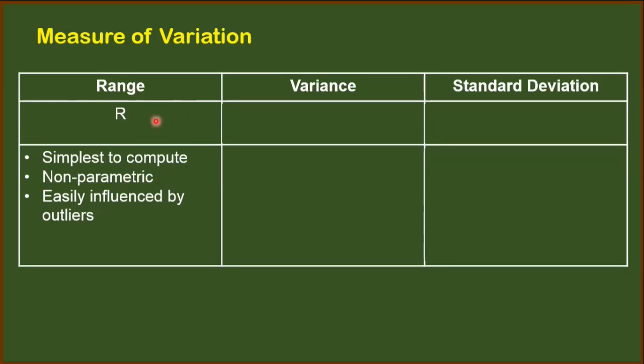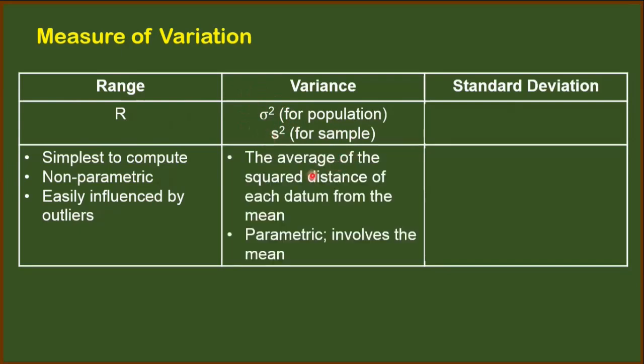Next, we have the variance. It is symbolized by small letter sigma squared for population, and small letter s squared for sample. Here, the symbols are case sensitive, meaning they should both be small letters. Variance is the average of the squared distance of each datum from the mean. So what we're going to do here is get the distances of the data from the mean, square those distances, and then get the average of those squared distances. Again, we will have a separate video for the computation of the variance. It is parametric because in variance, we are involved with the mean.